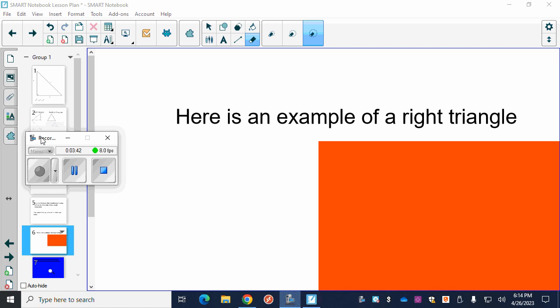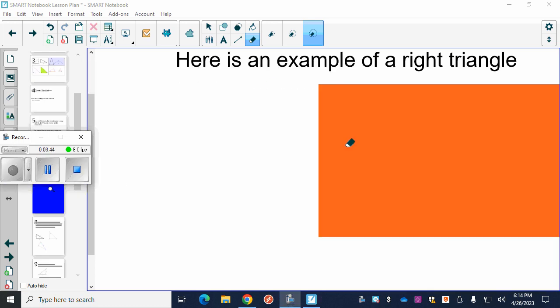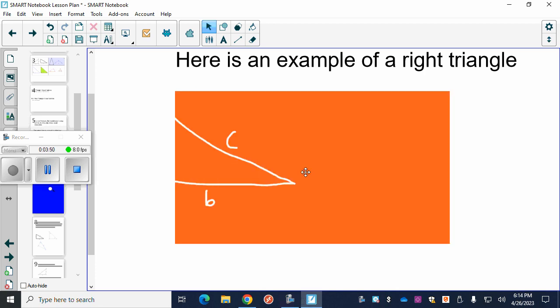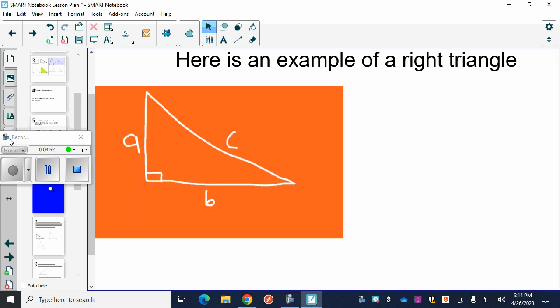That's good information. So, here's an example of a right triangle. Well, where is it? I see an orange block and I see nothing. I wonder what happens if we, oh, there it is. So there's a three-sided triangle with the right angle, with two sides coming together to form a right angle. So that is a right triangle.